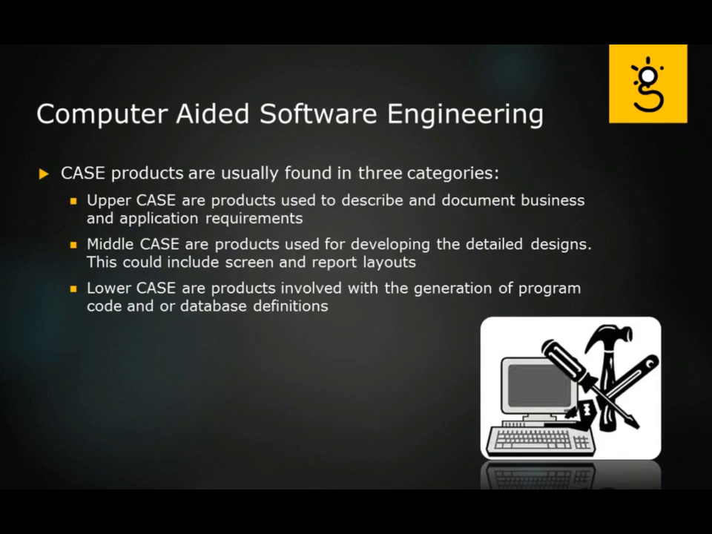Now, CASE products are usually found under three different categories. The upper CASE, I like these names. The upper CASE products are used to describe and document your business and application requirements. You have some tools that are in the middle called middle CASE. Those are products that can help you develop a detailed design, maybe even help you with the development of screen or report layouts. And then lower CASE products are involved with the generation of program code, or maybe even the design of your database or the definition of your database.